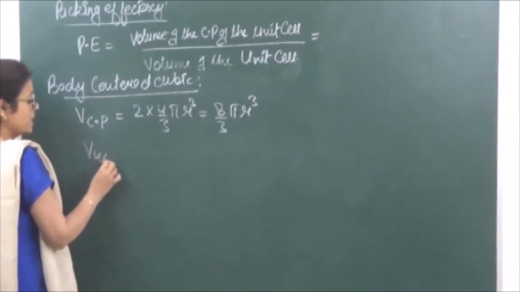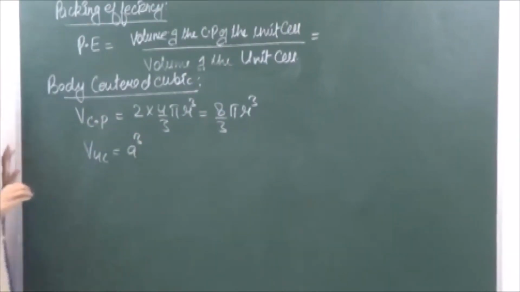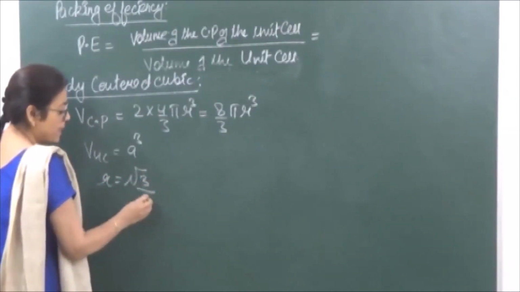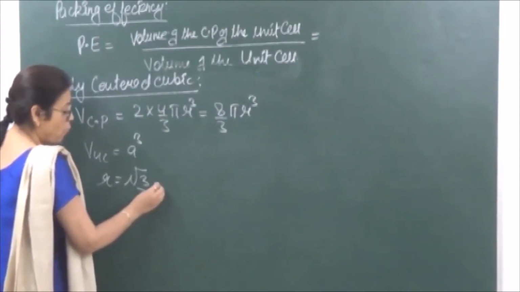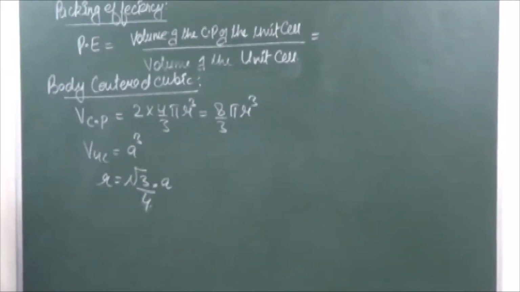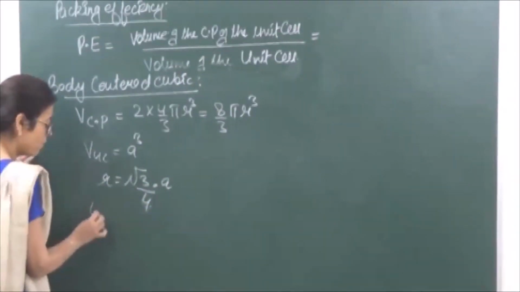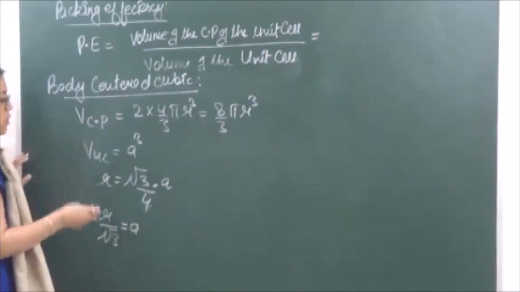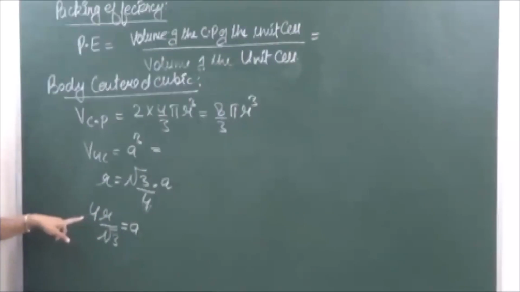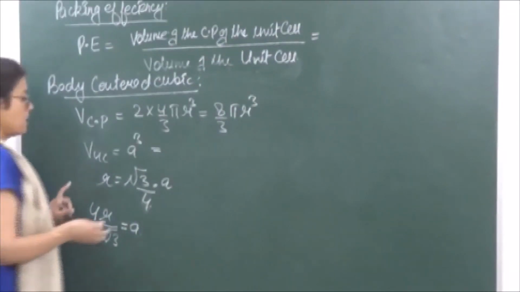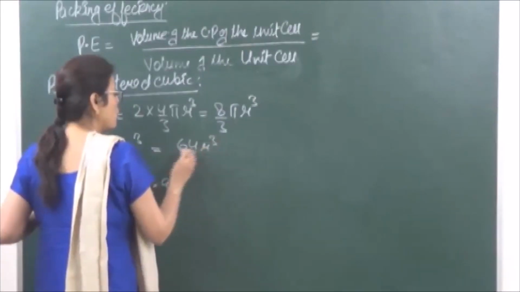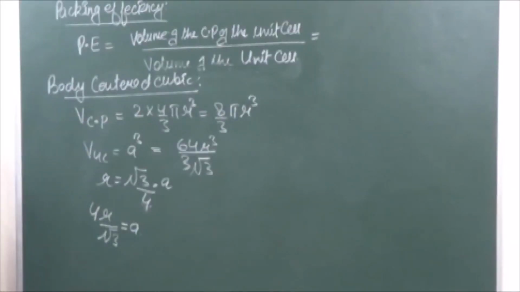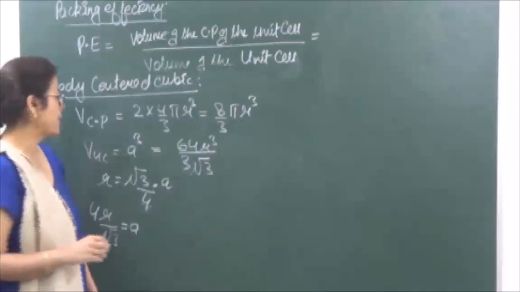Then volume of the unit cell, a cube. Right? For body-centered, the relation is r is equal to under root of 3 by 4 into a. Okay, so what is a? 4r upon under root of 3, that is a. So what is going to be a cube over here? 4 4s are 16, 16 4s are 64, r cube upon 3 under root 3. Clear? So let's calculate the packing efficiency.